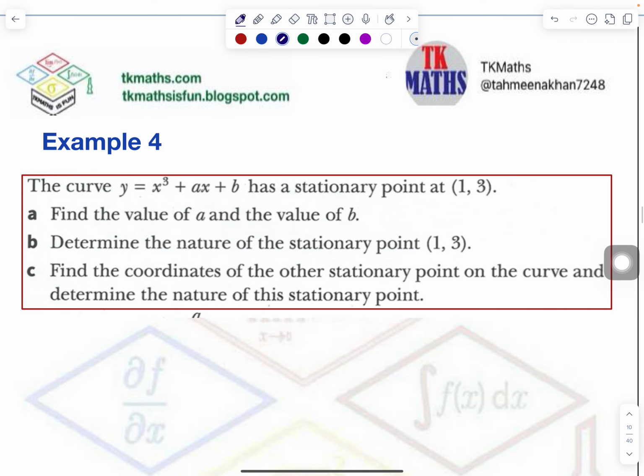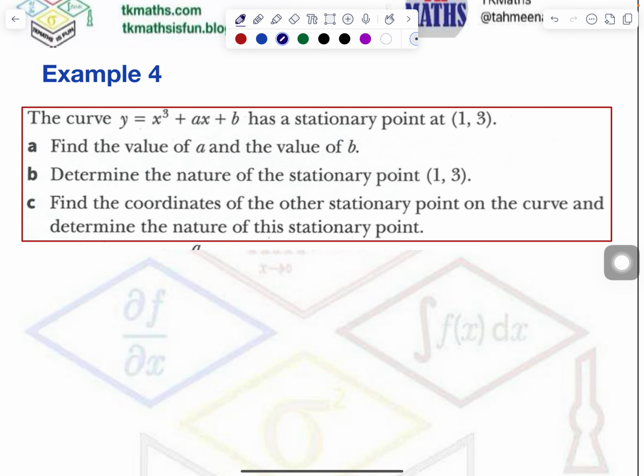Now let's do this last example, example 4, and then we will end the video. Okay, so the curve is given to you. y equals x cubed plus ax plus b. And it is informed to you that there is a stationary point at (1, 3). The stationary point is on the curve. I have to find out the value of a and b as per the requirement of part A. And the stationary point is (1, 3), so I can substitute this in the curve.